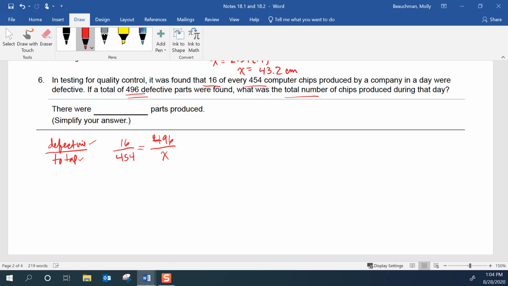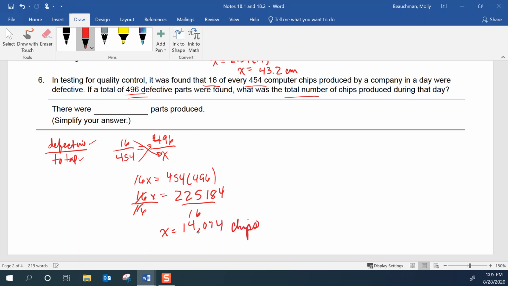Then I'm going to go ahead and cross multiply. 16 times x is equal to 454 times 496. That leaves me 16x equals 225,184. Divide both sides by 16. We get 14,074. So that's how many chips were produced that day. 496 were defective, and on a different day, 454 chips with 16 defective. It's in the same proportion.